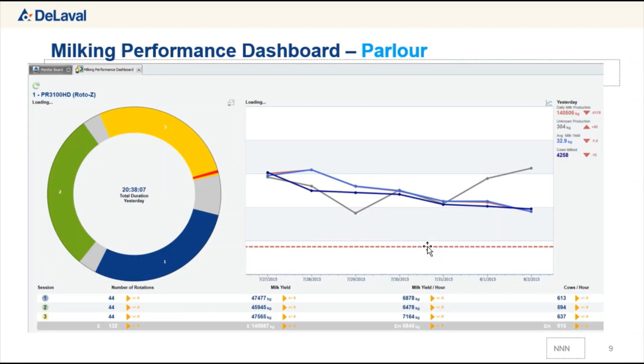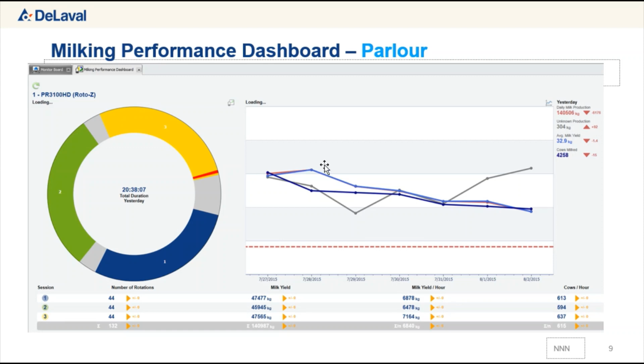This is an example for another graph where I can see for how many hours my parlor is used for milking of the cows. Like in this graph, I can see we are using the parlor for almost 21 hours, and it is excluding the cleaning time. So three times milking, 21 hours milking, and three times cleaning, approximately 24 hours my parlor is utilized.